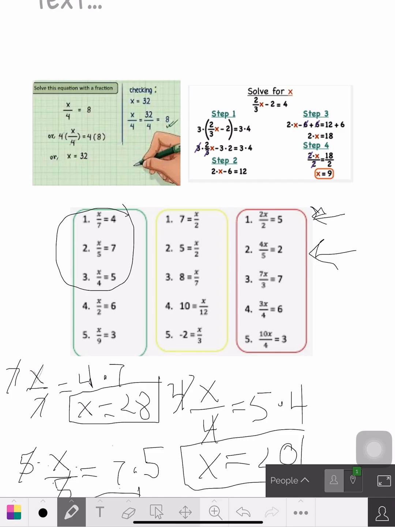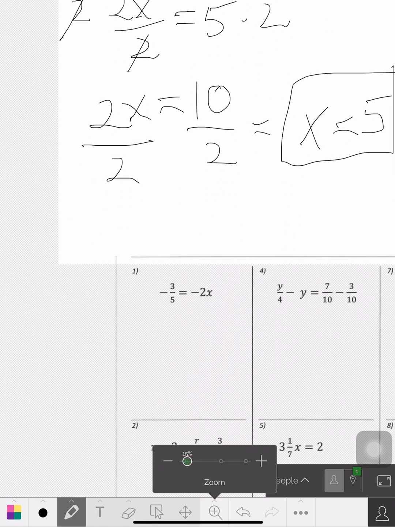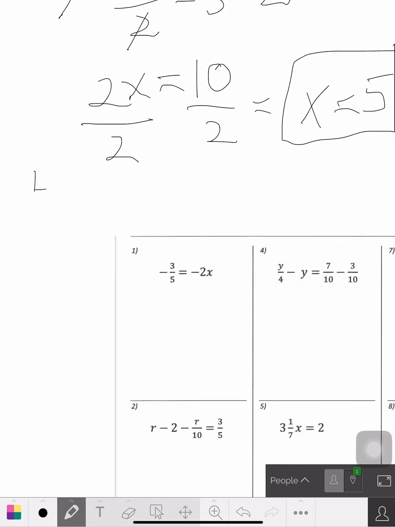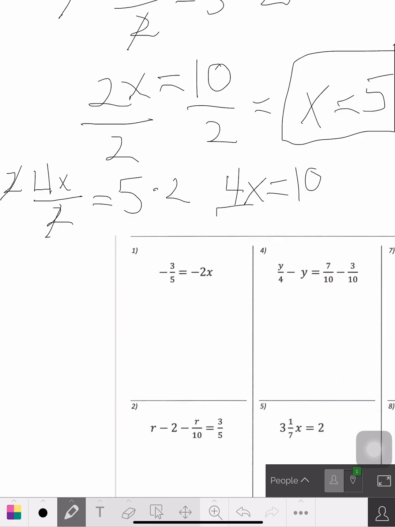So we got 4x divided by 2 equals 5. So I'm going to rewrite that. 4x divided by 2 equals 5. So now we got to get the x by itself. Let's multiply both sides by 2. Okay, times 2. These two cross out. We got 4x equals 10. Now we divide both sides by 4.